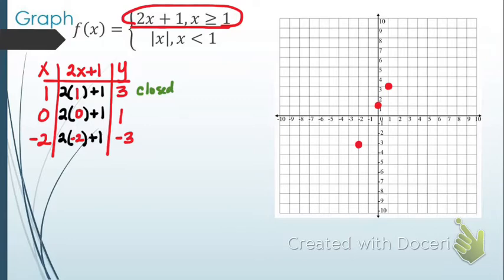So this graph is a ray. It's only going to the left. Because remember, we're not graphing all of 2x plus 1. We're only graphing a piece of it. That's why it's called a piecewise function. We're only graphing the piece that is for x less than or equal to 1.